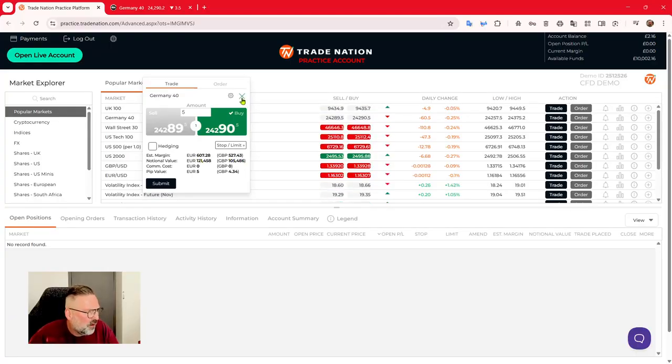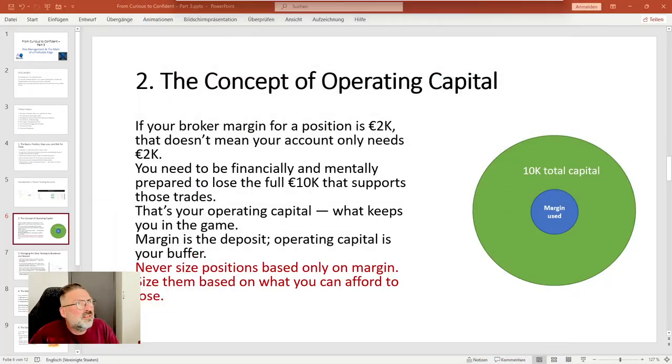Yeah? So, that means you don't need to deposit 10K there, right? You need to deposit maybe half of that to open a couple of positions, to take a couple of losses. So let's call that operating capital. Yeah, that's what keeps you in the game. Yeah, and the margin is your deposit, operating capital, your buffer.